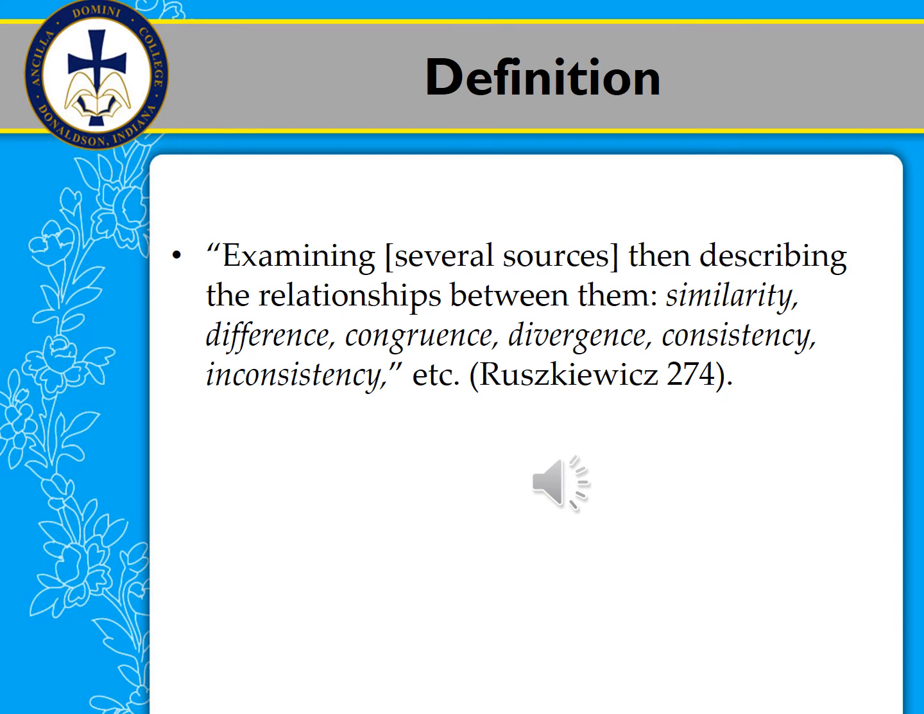So what does it mean to synthesize in your paper? Well, it has to do with how you use your sources, and here's a quick, nice definition out of our Ruskowitz book. Examining several sources, and there, in the brackets, those are my words added. You're examining several sources and then describing the relationships between them, and there are some words that you can include in that. But that's basically it. You're using different sources and combining their ideas, working their ideas against each other, developing ideas based on what different pieces of those ideas bring to you, and moving forward with your own ideas as a result of that.